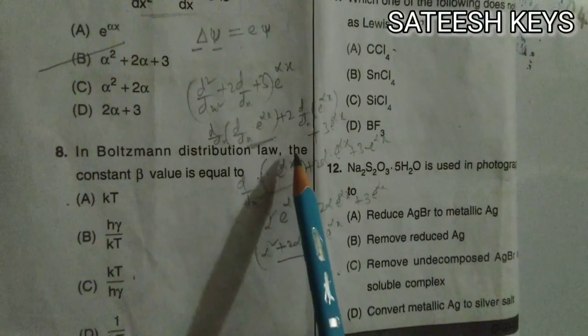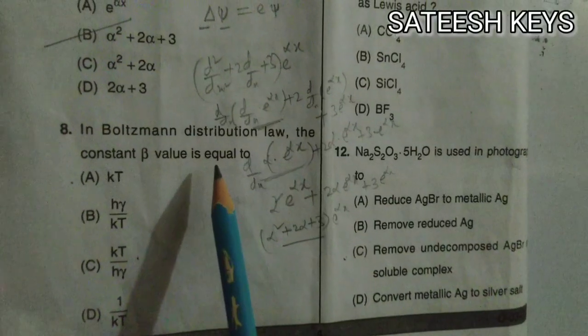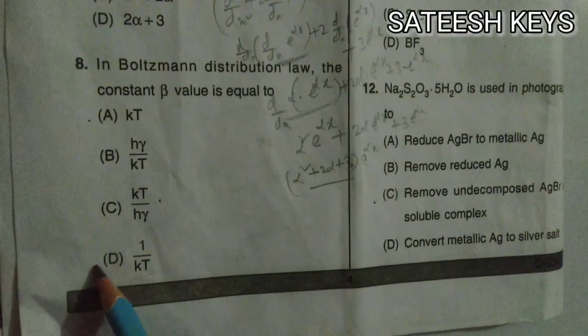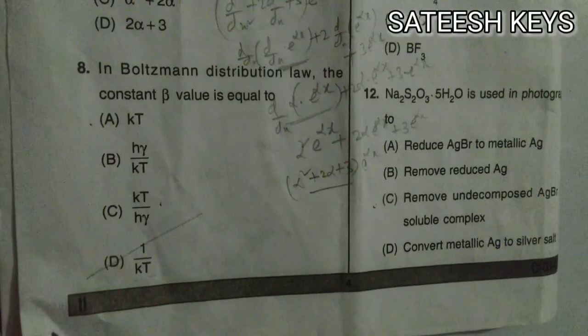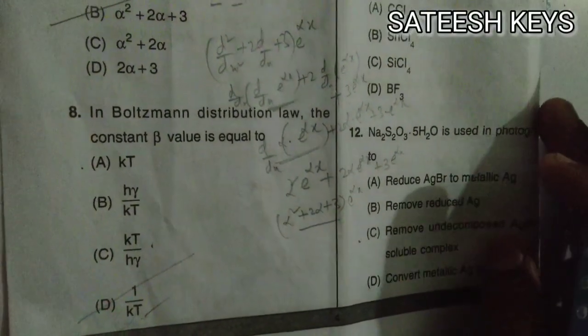In the Boltzmann distribution law, the constant beta is equal to 1 by kT, where k is the Boltzmann constant and T is the absolute temperature. So option D is correct.